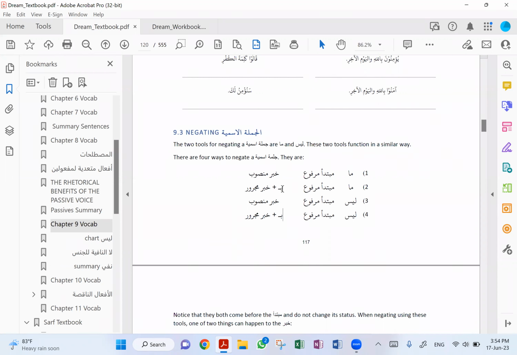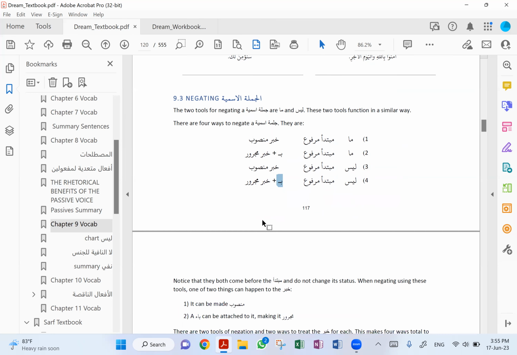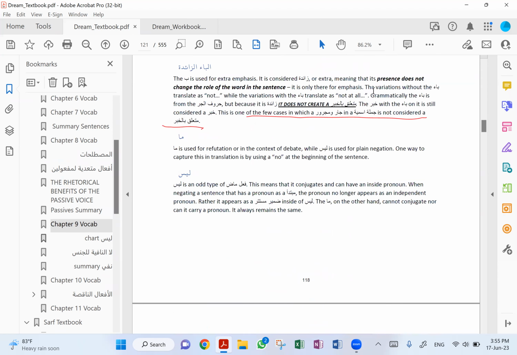So anyway, the only case where the khabar is going to be anything other than mansub is when you have the ba zaida coming in. So obviously it's going to act like a harf of jar. It's going to make the khabar majroor. Going to make it in jar status. And of course the ba comes with ma and it also comes with laysa. And again, when you have the ba, we said extra emphasis. So it's going to add more emphasis into that sentence. So that's negating Jumlah Ismiyyah basically. And just like we said, it does not create a muta'alliq bil khabar when you have the ba. It's just going to still remain the khabar, but the ba is going to be zaida.